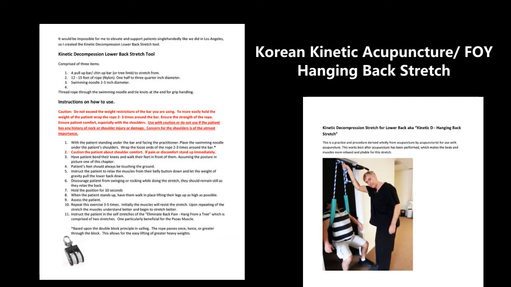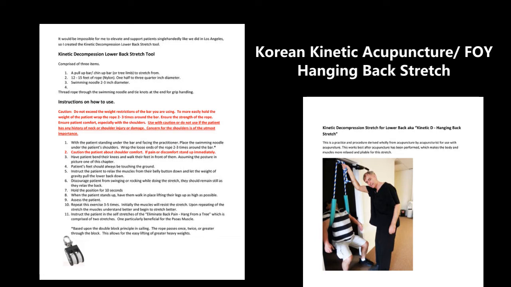So with the patient standing under the bar and facing the practitioner, place the swimming noodle under the patient's shoulder. Wrap the loose ends of the rope 2 to 3 times around the bar, and you'll see down at the bottom there's the double block sailing technique where you wrap a rope twice around that block, and that'll allow you to lift a lot of weight very easily. So caution the patient about shoulder comfort. If there is pain or discomfort, have them stand up immediately.